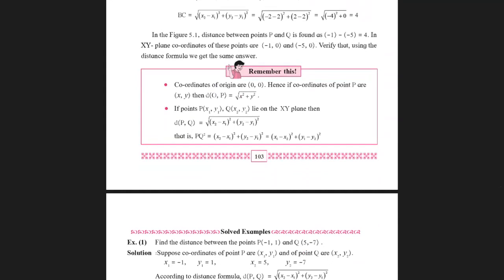Now look at this small note which is given in this box. Remember this. If you have 2 points, one of which is the origin, so the coordinates are 0, 0, then the distance between the point P, whose coordinates are x, y, and the origin will be root x square plus y square. Reason being, x2 minus x1 the whole square, that is x minus 0 the whole square, that's x square, plus y2 minus y1 the whole square will be y minus 0 the whole square, that's y square, and therefore it will be root x square plus y square.